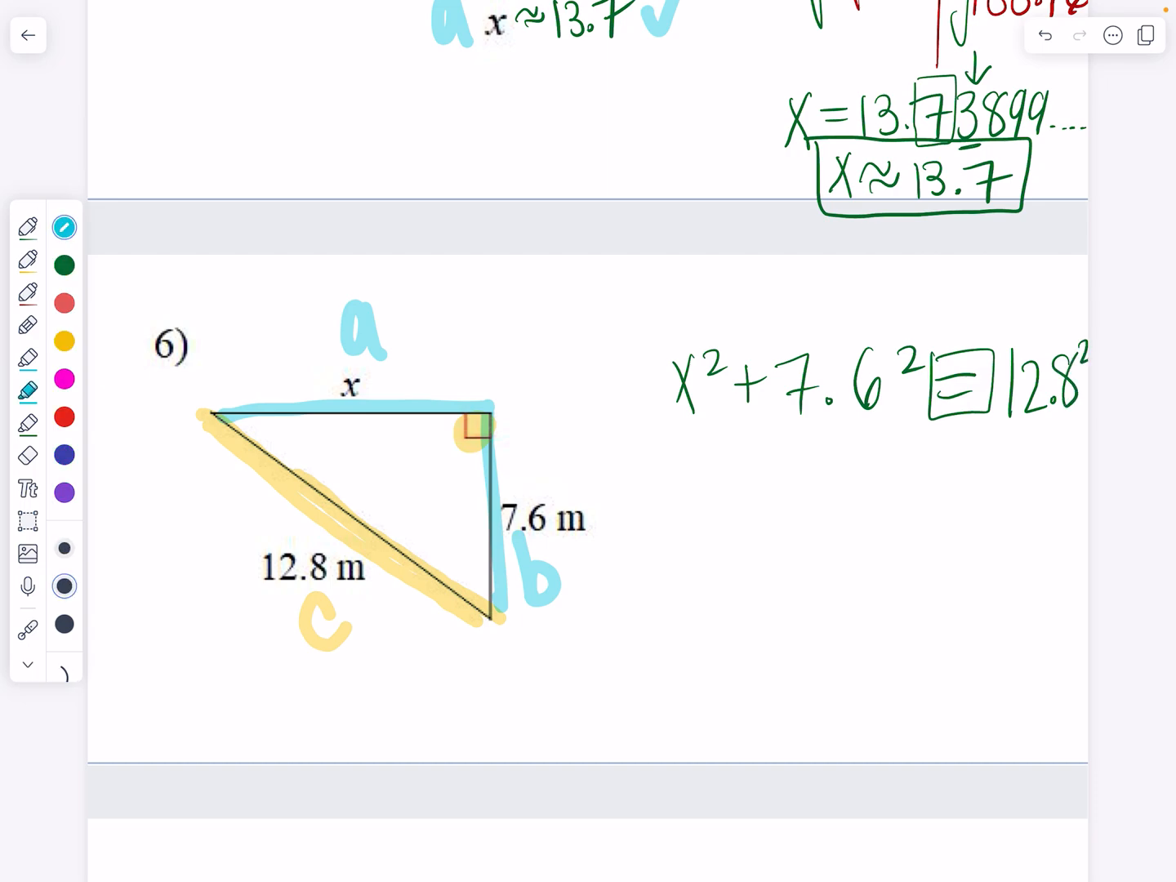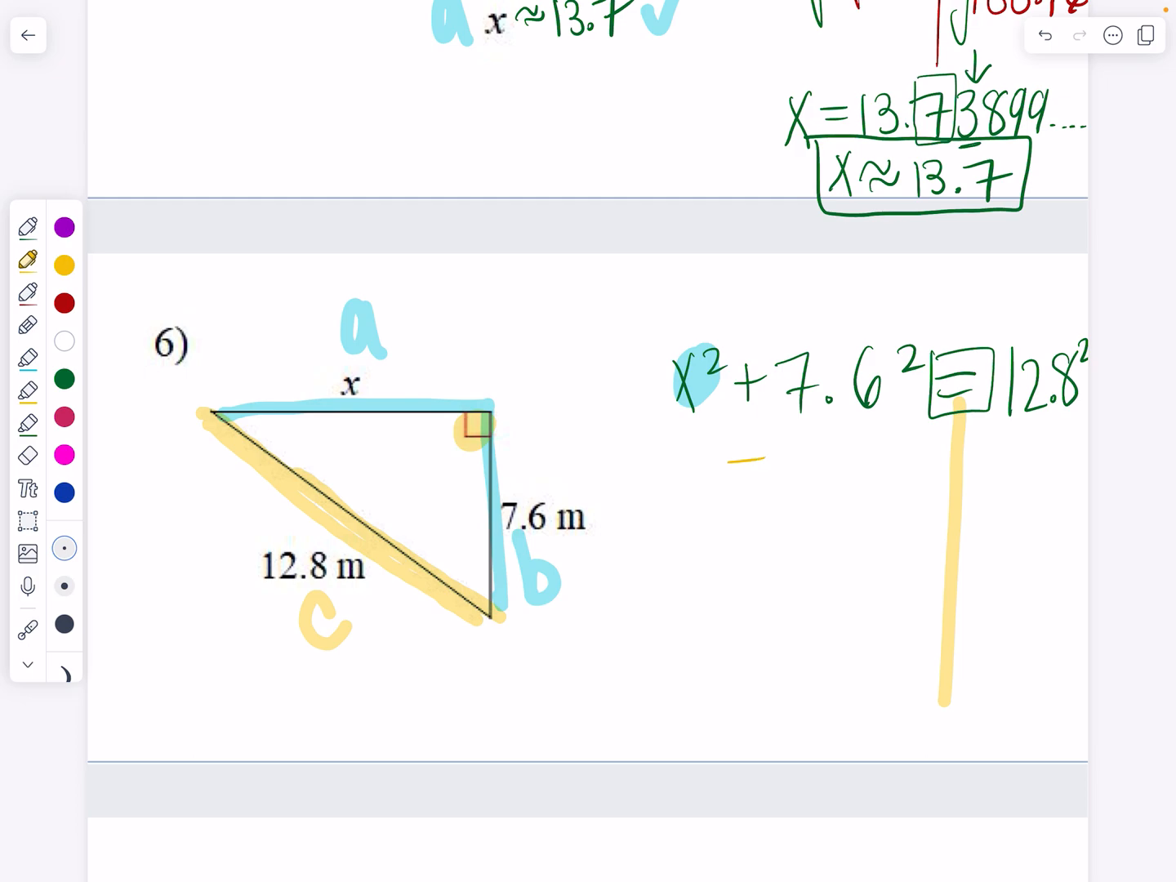So I want to get x squared by itself. What I'm going to do is subtract 7.6 squared from both sides. That's the inverse. And then I'm going to pick up my calculator. Both of these are decimals this time, so I'm going to type that into my calculator: 12.8 squared minus 7.6 squared. And for x squared, we're going to get 106.08.